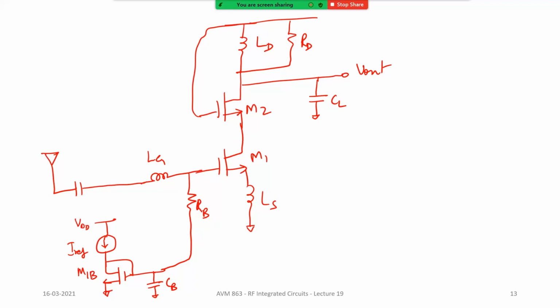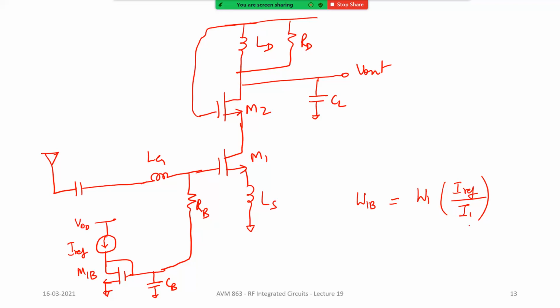So for example, if you want 1 milliamp of current to flow through M1, the current IREF can be some 100 microamps or even lower. And appropriately, W of 1B will be equal to W of 1, divided by the ratio. Okay. So into, let's say, IREF divided by I1. Okay. So this is how you will size the devices. So this is the complete LNA.